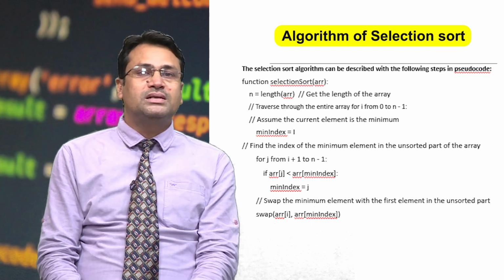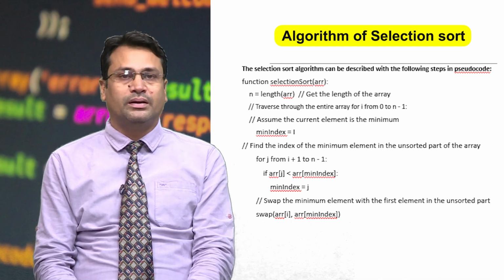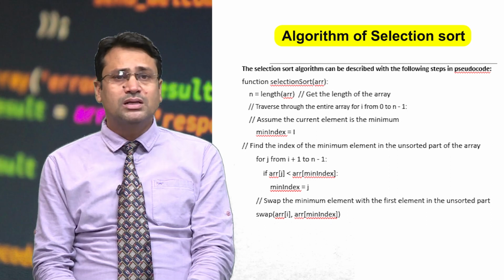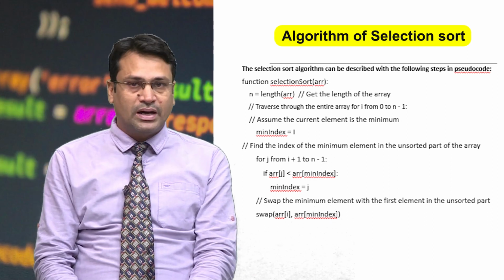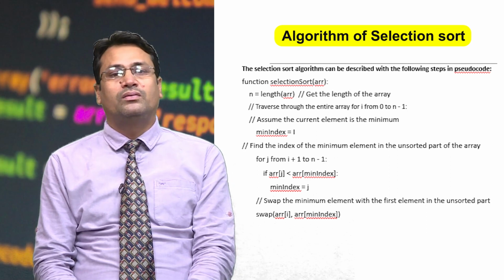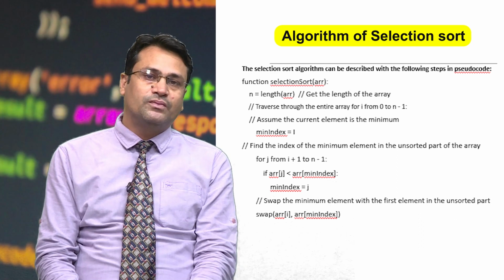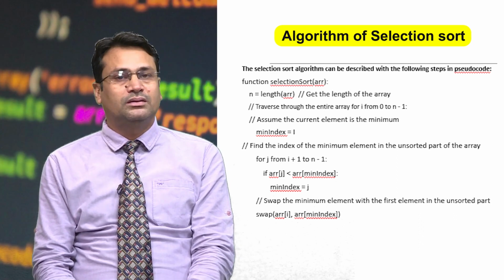The minimum element's index is stored in min index. Min index here is a variable name. After finding the minimum element in the inner loop, a swap operation is performed between the element at index i and the minimum element found in the unsorted part of the array. This process continues for each element in the array, gradually building the sorted part of the array.